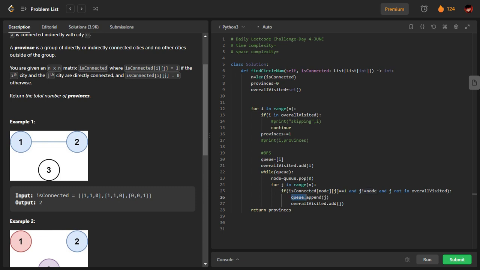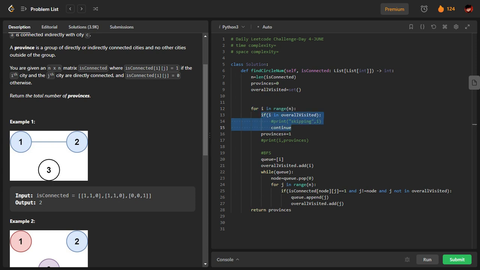So Q will be added with this particular index. Okay, it's a connected node. In this case it will be one. And it will be added to the overall visited set also. So when the for loop goes to the next turn, it will identify this. Okay, this will become true.